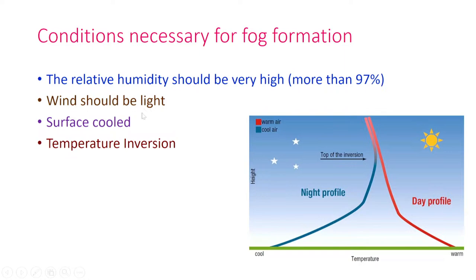So usually winds in the range of around 2 to 3 meters per second have been reported for the fog formation. If it is more than 2 to 3 meters per second, then the fog formation is very rare.